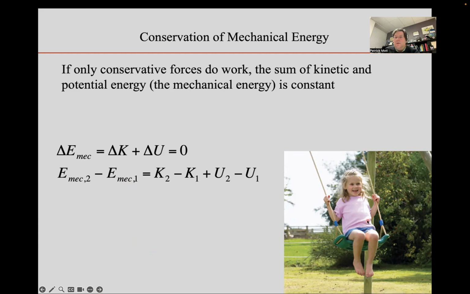There obviously are forces on her. Like there's a normal force from the swing, and that is actually coming from tension from the ropes. Those forces are present, but they're not doing any work. Those forces are going to be pointed perpendicular to the displacement of the swing, so they can't do any work. So even though those other forces are acting, they're there in the free body diagram, the only force that is doing work is gravity. Gravity is a conservative force. So we can talk about mechanical energy being conserved.